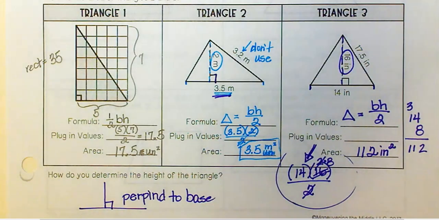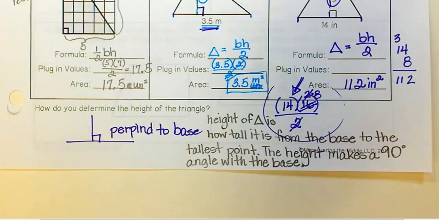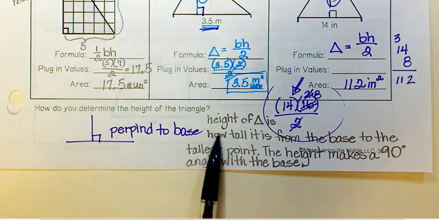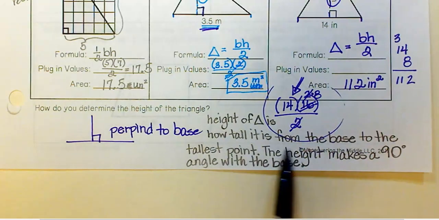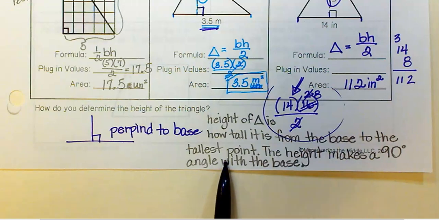So the height of the triangle is how tall the triangle is from the base to the tallest point, and the height makes a 90-degree angle with the base of the triangle. Okay, so let me clean that up so you can write it down. I was kind of running out of room, but what I said was the height of the triangle is how tall it is from the base to its tallest point, and the height makes a 90-degree angle with the base. You've got to make sure that you're picking one that's a 90-degree angle to the base.